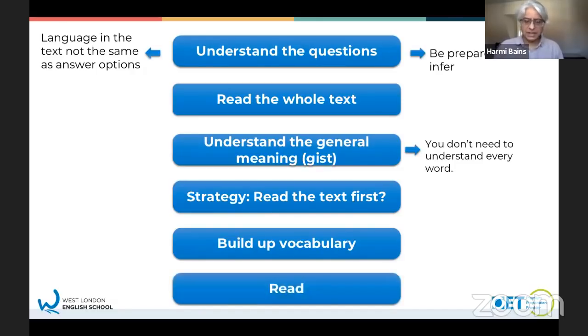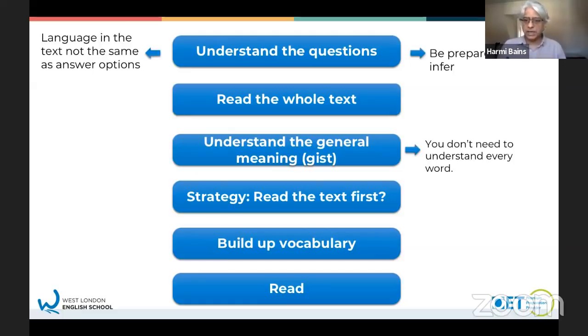And finally, just read as well. It's strange to say that, but this is a reading exam. And like any skill, if you want to be good at something, you need to practice it. If you want to be good at swimming, you need to go swimming. If you want to be good at tennis, you've got to play tennis. If you want to be good at reading, you've got to read. And that's something you really need to do.